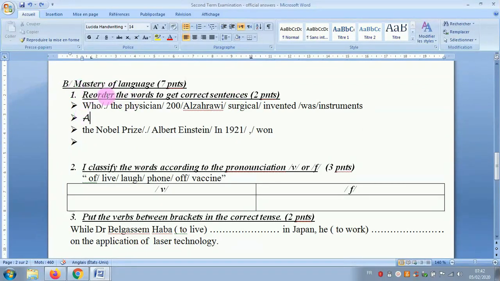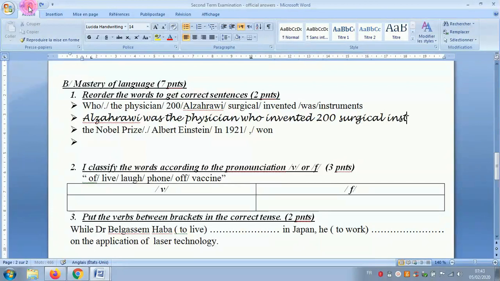Mastery of language now. Reorder the words to get correct sentences. Who, full stop, the physician, 200, الزهراوي, surgical, invented, was, and instruments. على بالنا full stop تجي هي الأخرى، والكلمة اللي تبدأ بكابيتال letter تجي هي الأولى. So let's correct: الزهراوي was the physician who invented 200 surgical instruments.